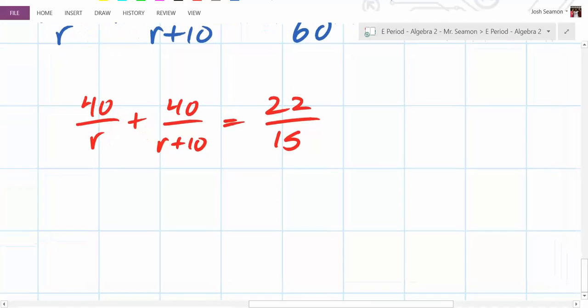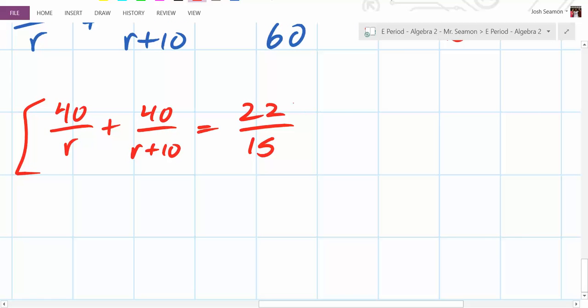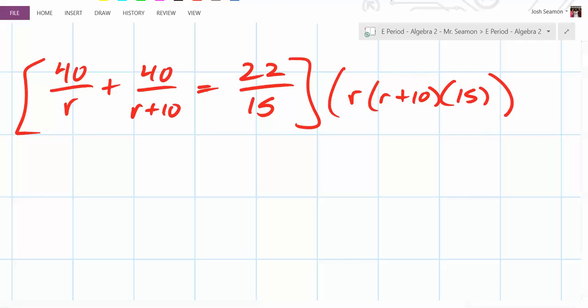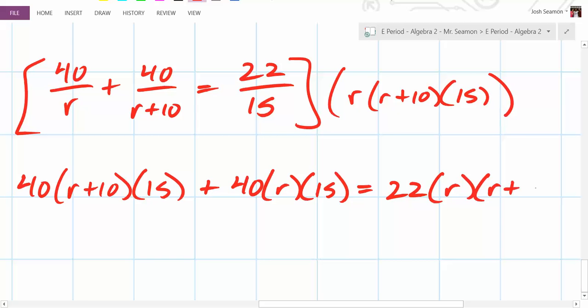So at this point, what do you want to do? Someone tell me what I should do next. Multiply by the LCD. In this case, what's the LCD going to be, Mar? I'll give you a hint. It's r times r plus 10 times what? 15. Okay, so when you multiply that by 40 over r, just the r cancels, leaving you with 40 times r plus 10 times 15. And the next one, the r plus 10 cancels, leaving you with 40 times r times 15. And only the 15 cancels here, so it's 22 times r times r plus 10. So at this point, you have a quadratic.